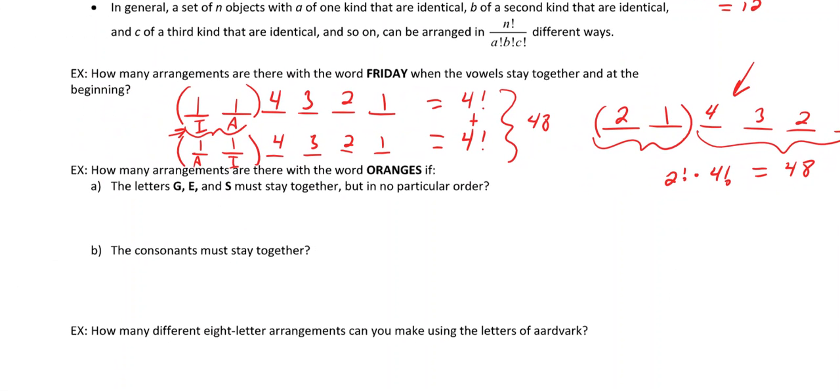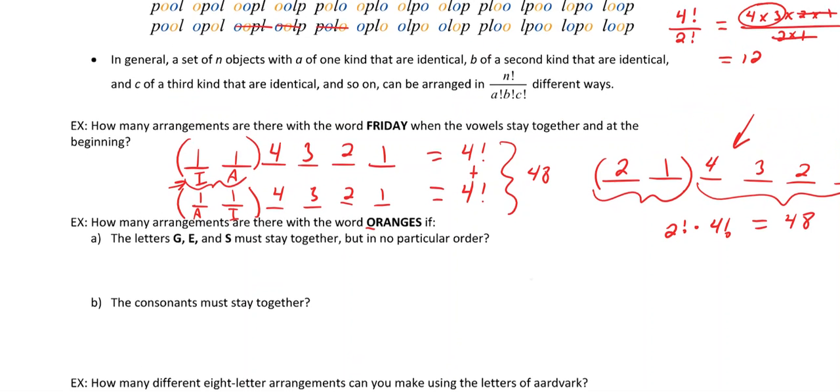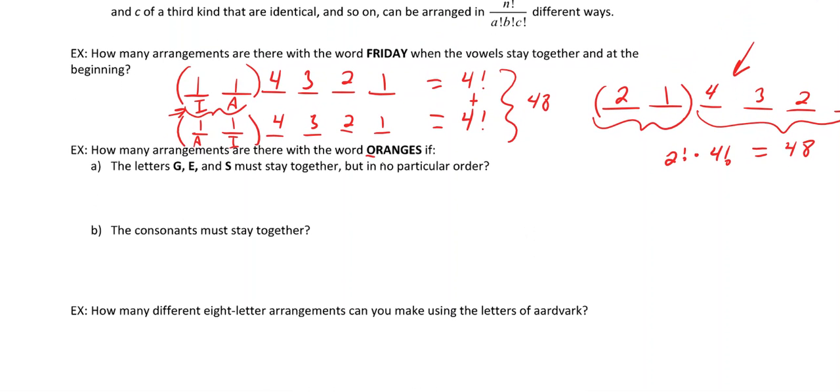Okay, next one. How many arrangements are there with the word oranges, where the letters G, E, and S must stay together, but are in no particular order? So first off, there are no repeats. I know we haven't really gone through that much yet, but there are no repeats here. So we're just going to treat it like before, and we're going to make our blanks.